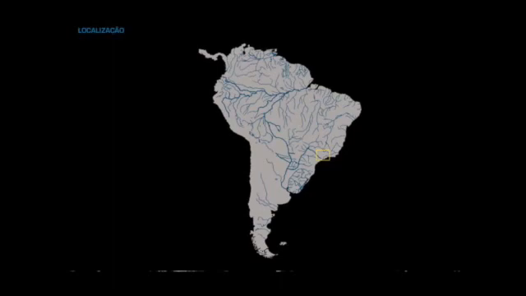So the only one among these three major river regions or river basins in Brazil that is completely in national territory is the San Francisco system.